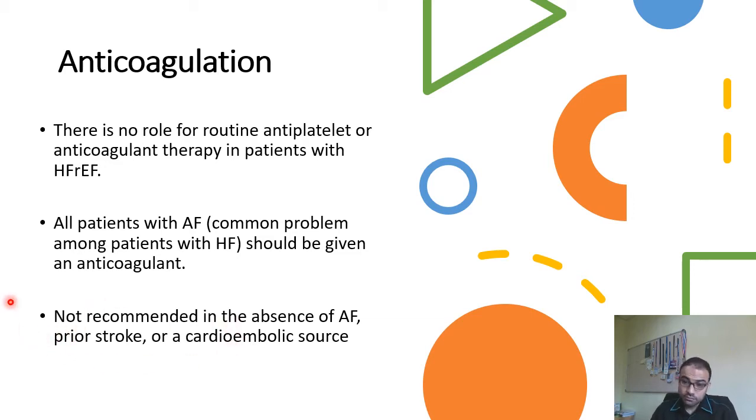So just a summary recommendation: it is not recommended to commence anticoagulant in the absence of AF, in the absence of a prior stroke, or in the absence of a cardioembolic source of embolism. These are conditions where, if not present, it is not recommended to start anticoagulant.